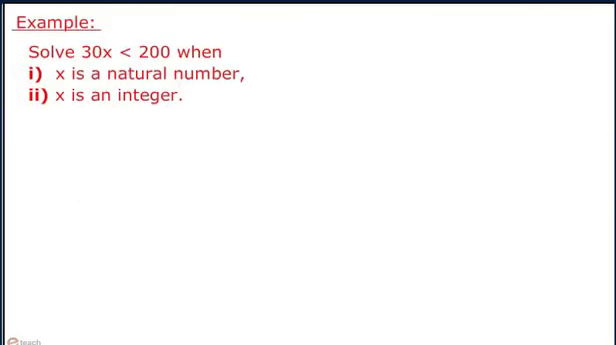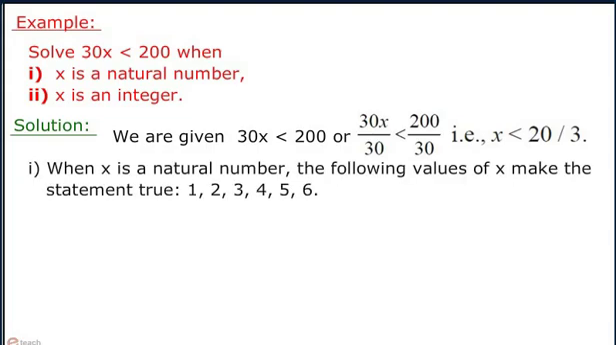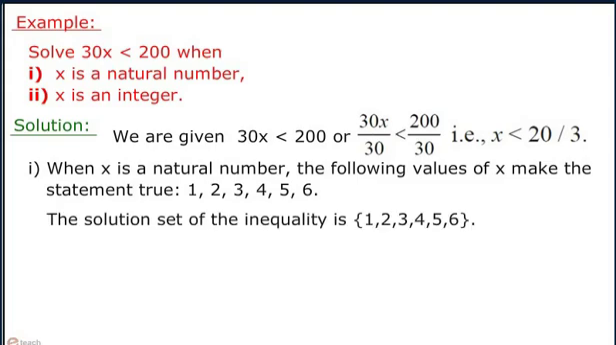Example: solve 30x less than 200 when x is a natural number and when x is an integer. Let us see the solution. We are given 30x is less than 200, or 30x by 30 is less than 200 by 30, that is, x is less than 20 by 3. In case 1, when x is a natural number, the following values of x make the statement true: 1, 2, 3, 4, 5, 6. The solution set of the inequality comprises these values.